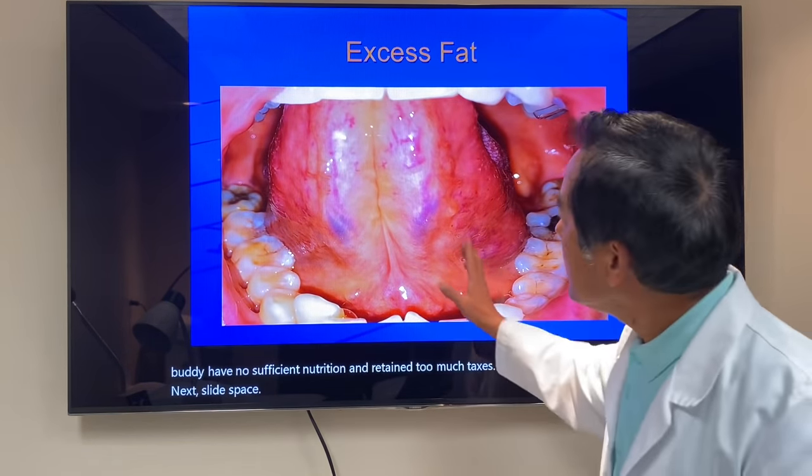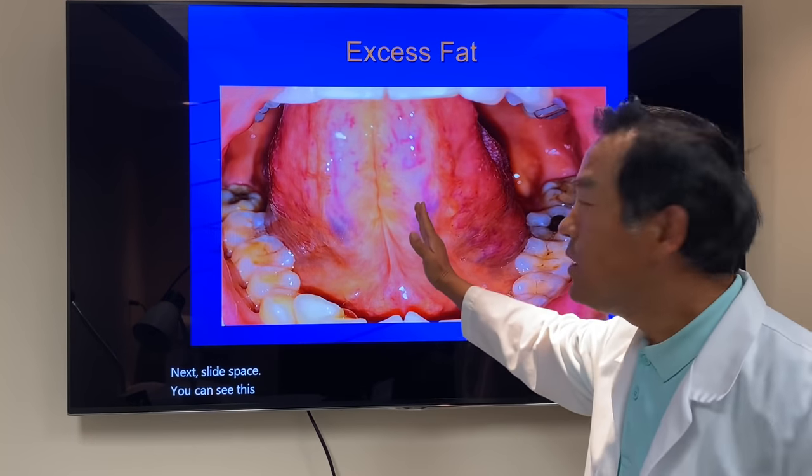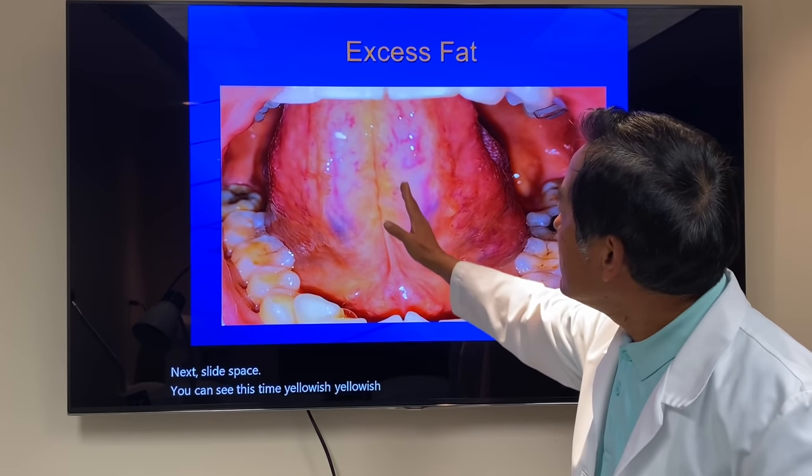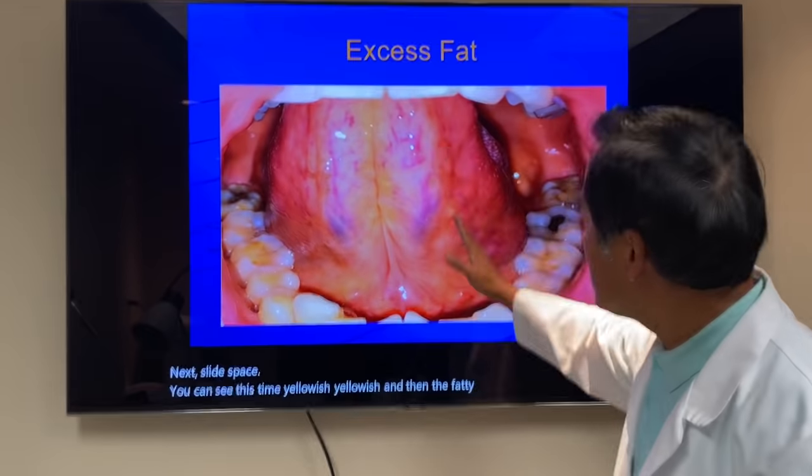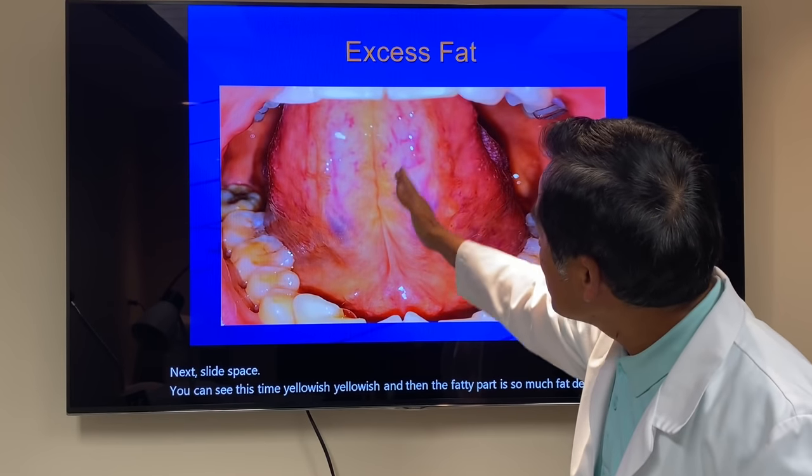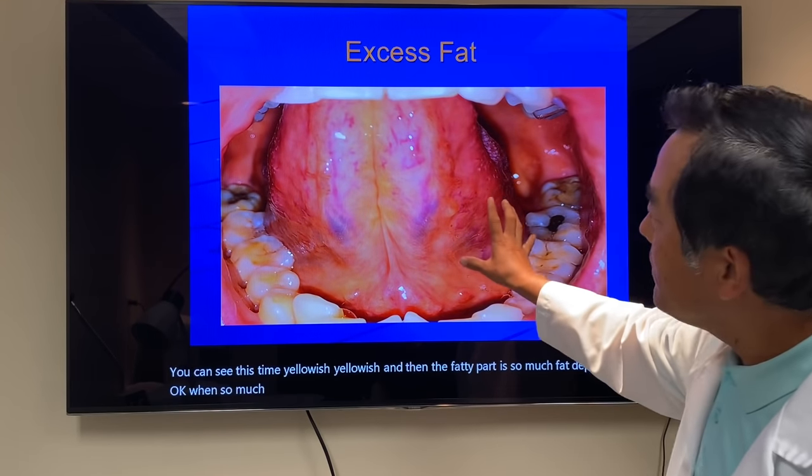You can see this tongue, yellowish. And then the fat deposit, so much fat deposit there, okay? When there is so much fat deposit, then we need to fix it.